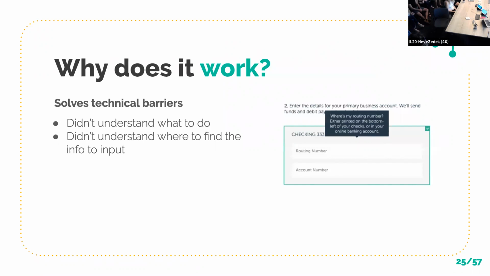So we added this tooltip. "Where's my routing number? Either printed on the bottom of your checks or in your online banking account." And now the user knows where to go and get the information. You haven't changed the functionality of the site. You haven't created a new feature. All you've done is remove the technical barrier that the user didn't know either what to do or where to find the info to input. I know we've all had experience with this. On any e-commerce site, when they ask for the CVV on the back of your credit card, there's always a little tooltip or a little icon showing you what they mean by CVV.